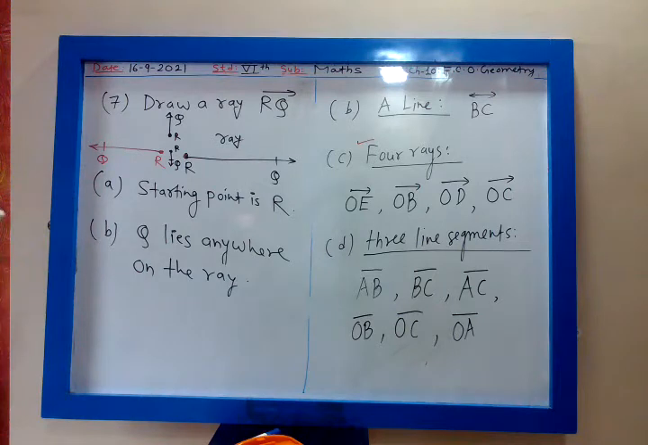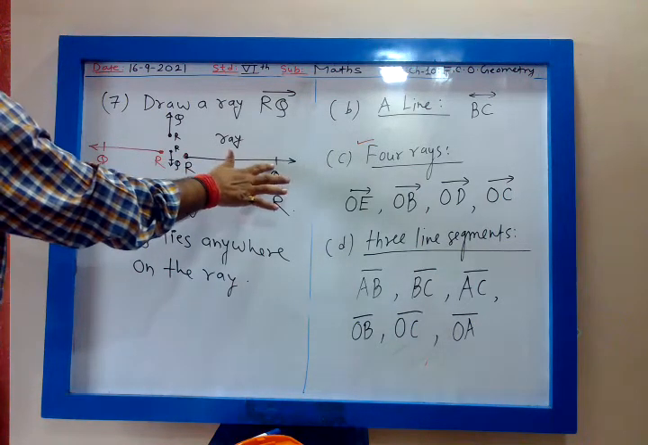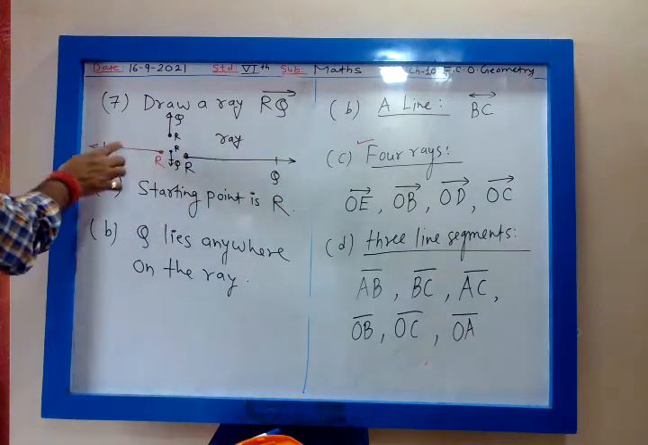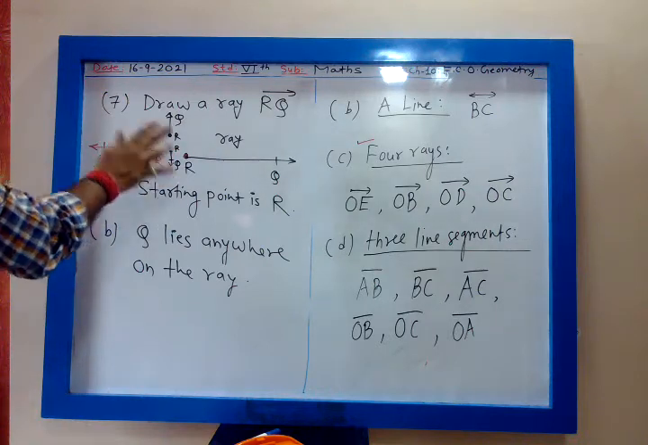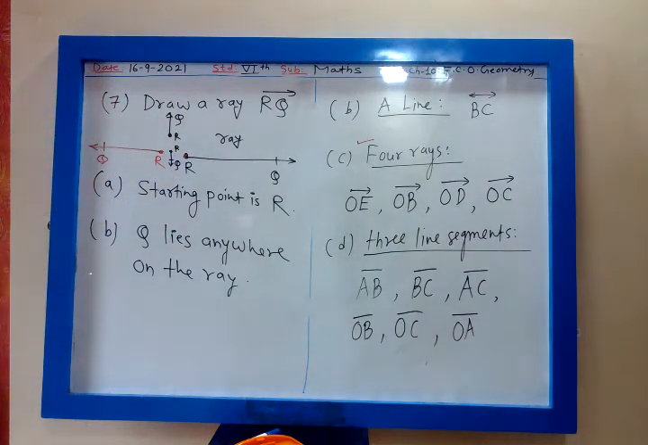Okay. So there are 4 types of ray RQ. Q will lie on the right side. Q will lie on the left side. Q will lie on the top. Q will lie on the bottom. So anywhere on the ray. Is it clear now, this concept? Yes?